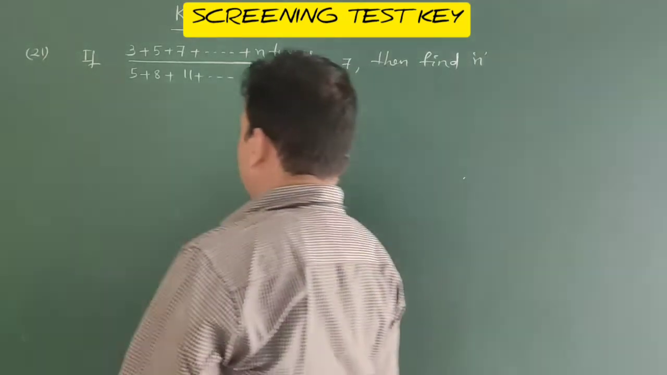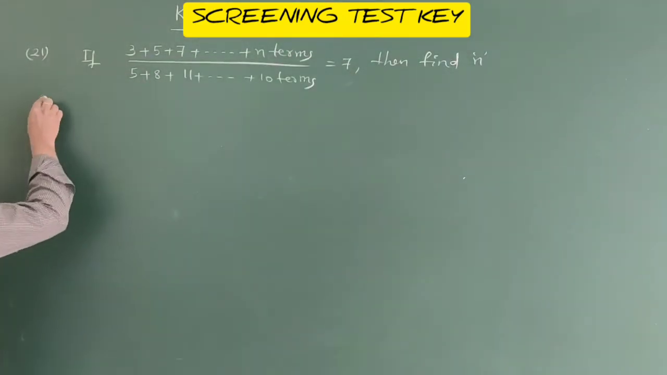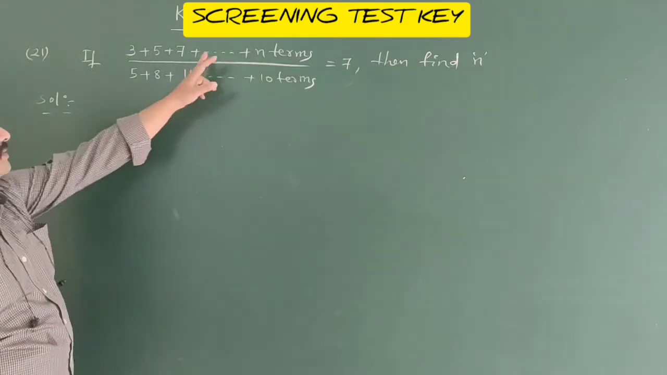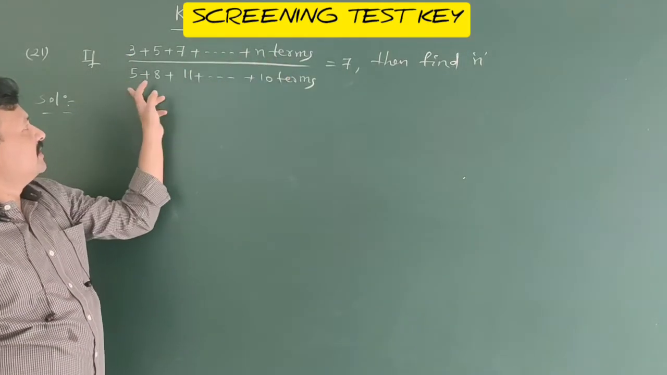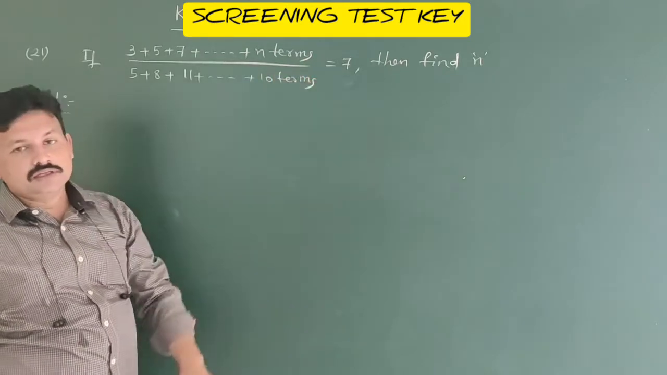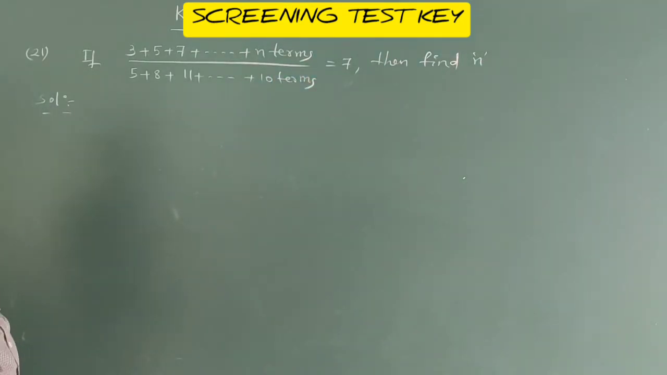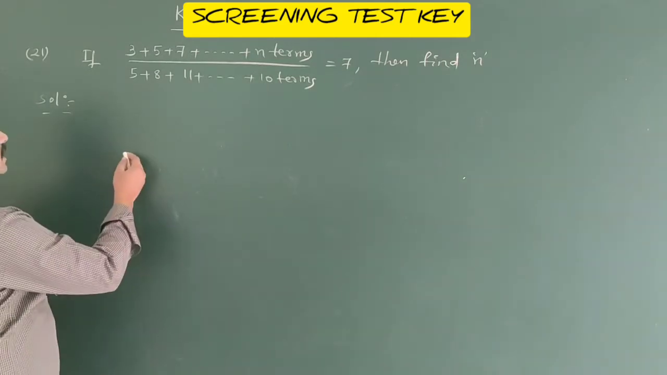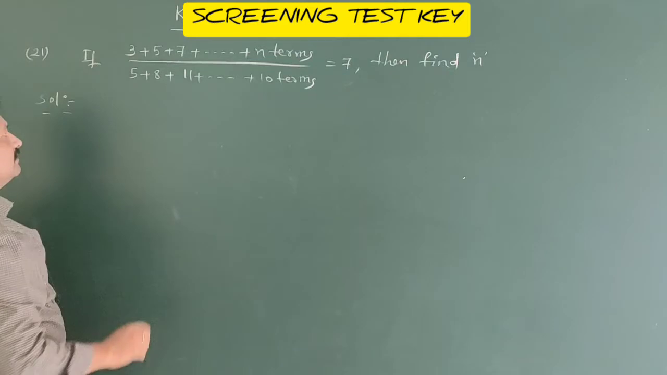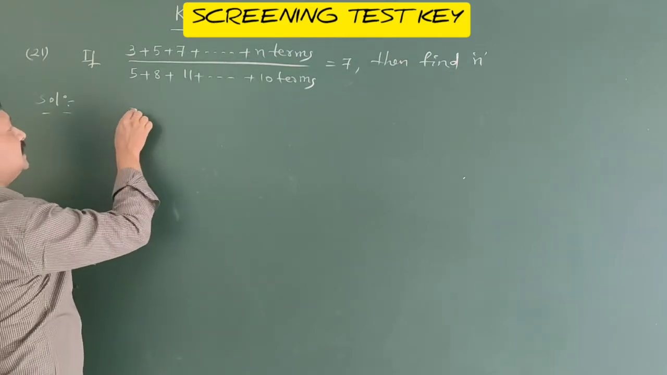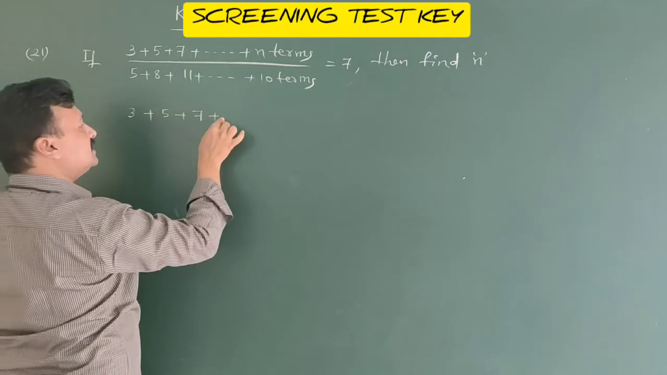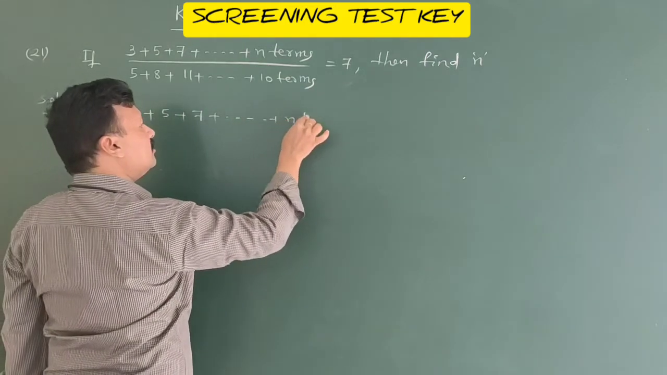My 21st one. Here they gave: if 3 plus 5 plus 7 plus and so on n terms divided by 5 plus 8 plus 11 plus and so on 10 terms is 7, then find the value of n. Here first of all we need to find the sum for the numerator and denominator of the given fraction. For the numerator, 3 plus 5 plus 7 plus and so on n terms they gave.